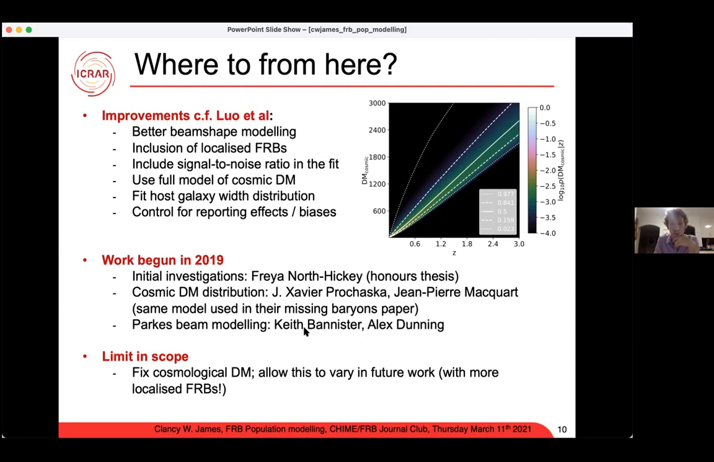Keith Bannister's model for the Parkes beam shape was used in Vedantam et al., his paper with Vikram Ravi and Ryan Shannon trying to reconstruct the directions of strong Parkes FRBs that were seen in multiple beams. And then this model was called into question in a paper by Ron and JP at some point. And then the question was, well, how important is it? The other thing is I want to limit this in scope, right? So I'm not going to be varying this cosmological DM distribution and focusing on the FRB parameters, but I think in future this is going to be jointly fitted.